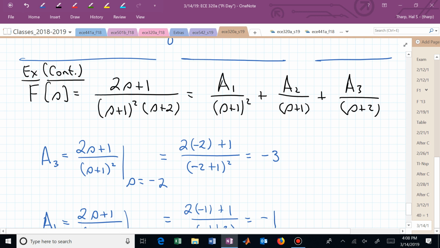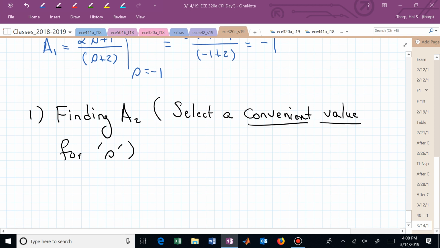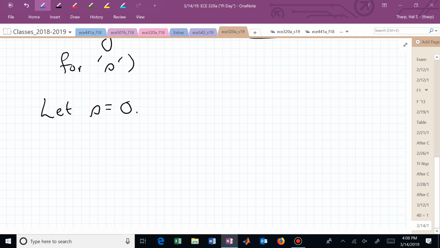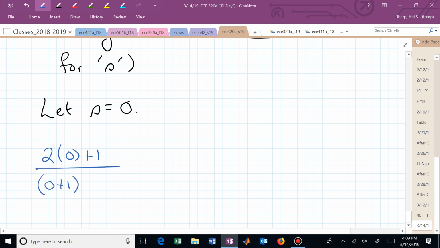An easy one might be just let s equal 0. That's a convenient one here, because then a lot of these variables just disappear. So let's now let s equal 0 in the partial fraction expansion, and now we have 2 times 0 plus 1, that's the numerator, over 0 plus 1. I haven't multiplied through by anything.